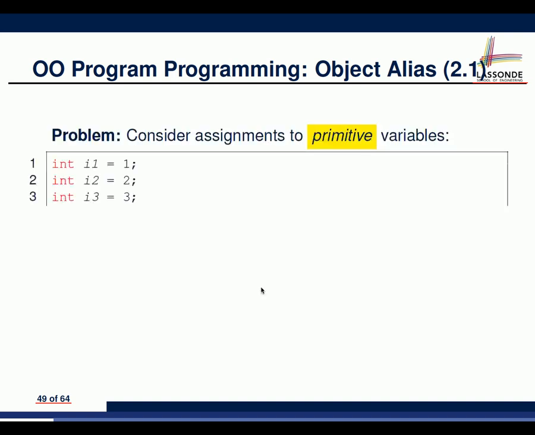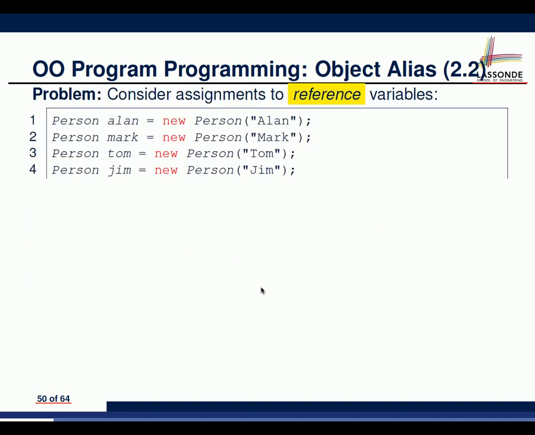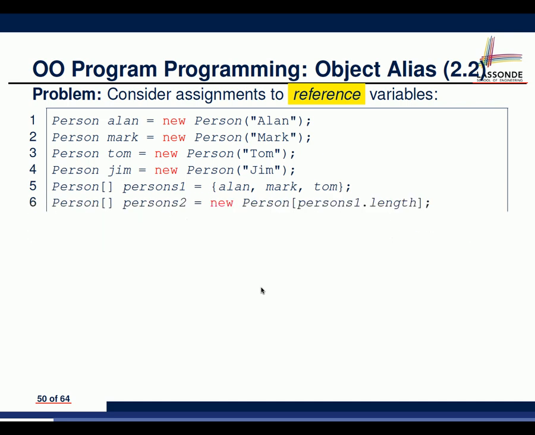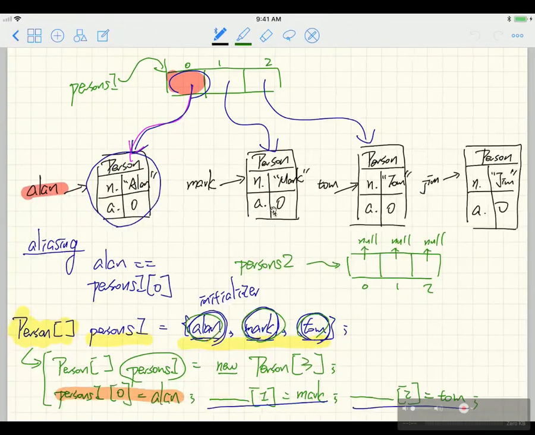Okay, so let's continue with this example here. Let's remind us what we said about object alias, especially this example here. Remember we got Alan, Mark, Tom, and Jim. So that's what we left from last time, right? And then let me just show you what we have got so far. We created two arrays of persons over here, persons 1, persons 2, and I explained lines number 5 and 6 in detail. I wouldn't bother you with that anymore. So basically, that's what we have got so far.